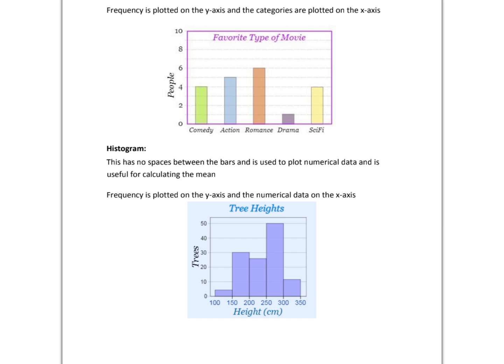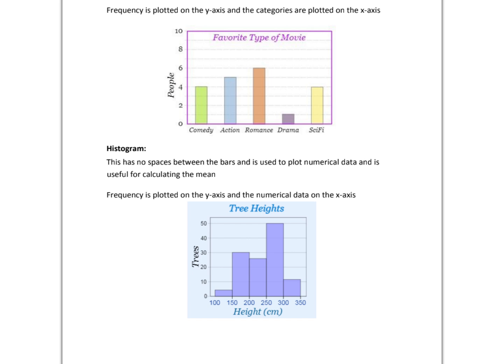The only way we would have a space between the bars is, for example, if between 150 to 200 there was no value over here. Then that would be the only way that there would be a gap over here. Otherwise, as you can see, the buildings are joined together, unlike in a bar chart. And the data is always plotted for numerical values.